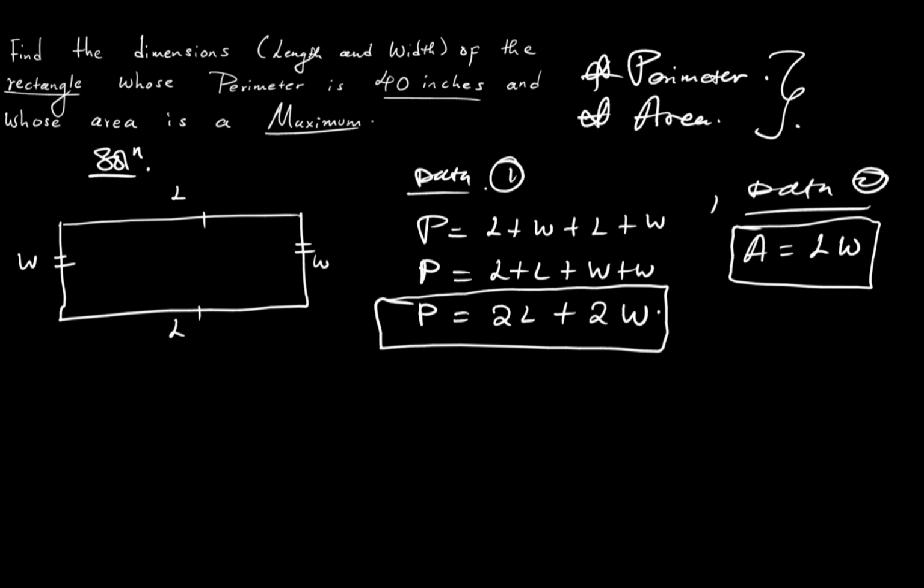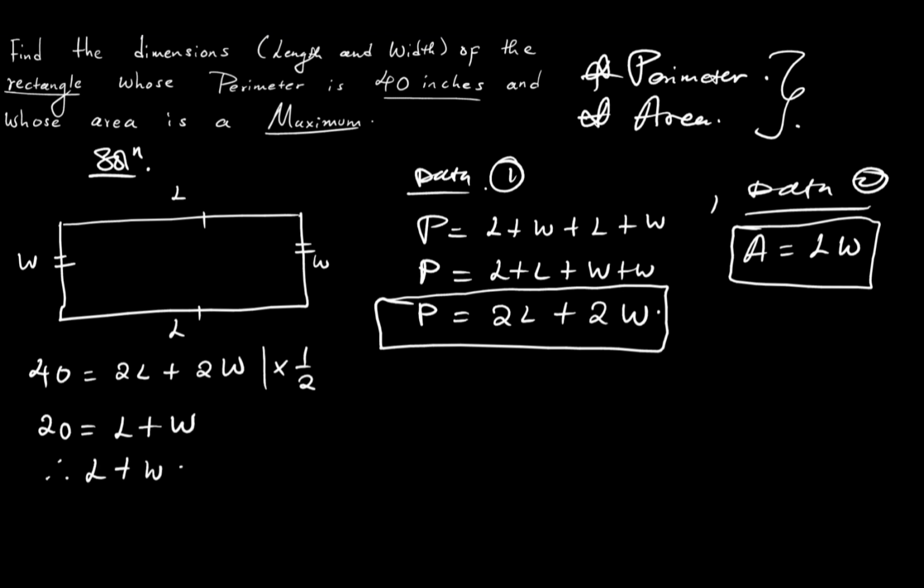So perimeter has been given to be 40 inches. Therefore, perimeter is going to be 40, being equal to 2L plus 2W. Now, this can be reduced. We can multiply by half so that we can divide throughout by 2. And we'll have 20 being equal to L plus W. Same as having L plus W being equal to 20. And this basically will be our equation number 1.